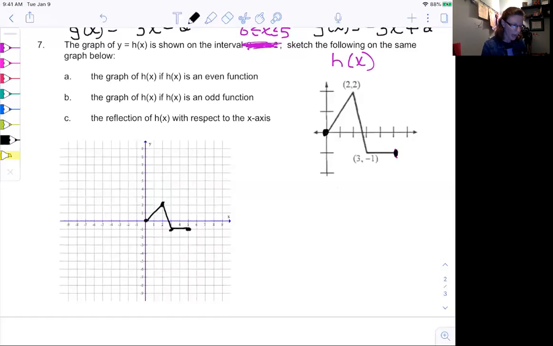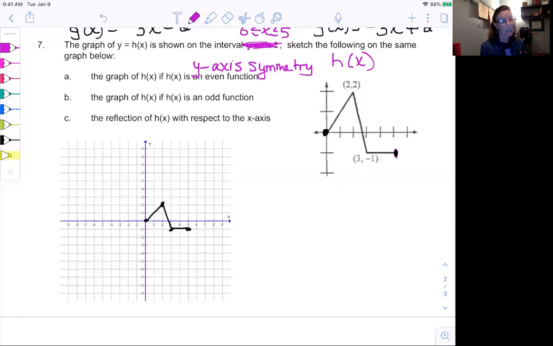So I want to take what we have, and I want to complete this function by making it an even function. So we need to think about what it means for a function to be even. Even functions have a specific type of symmetry. What type of symmetry do even functions have? Well, they have y-axis symmetry. That means the y-axis should cut this graph in half. So if I take the current graph that I have and repeat that same graph on the other side, then the y-axis should split it in half.